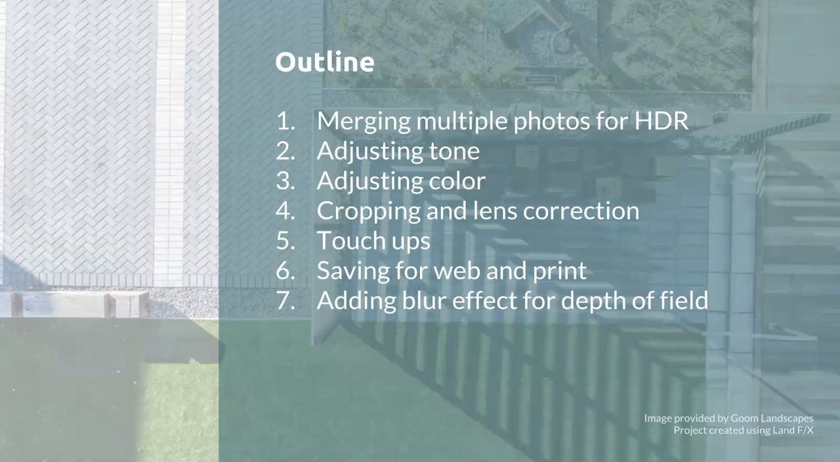Here's the outline for the day. First, we're going to show how to merge multiple photos for an HDR or high dynamic range image. And then we're going to go through that group of photos as one and adjust for tone, color, do some cropping and some lens correction, and then do some final touch-ups and cleaning up of the image. And then finally, we'll save for print and for web. And then we'll move on to a second photo and do a brief enhancement on it, and then add some blur effect for depth of field.